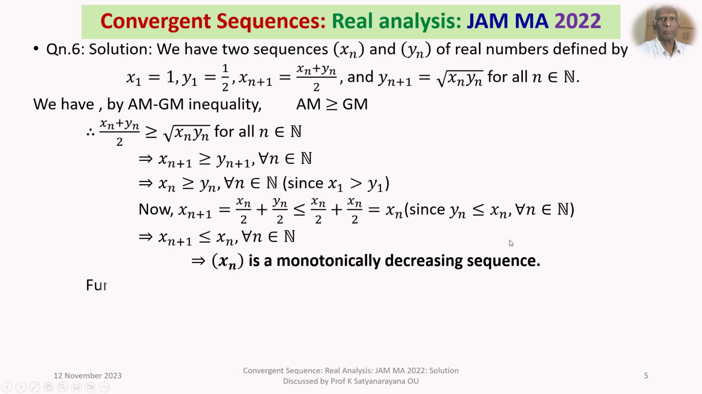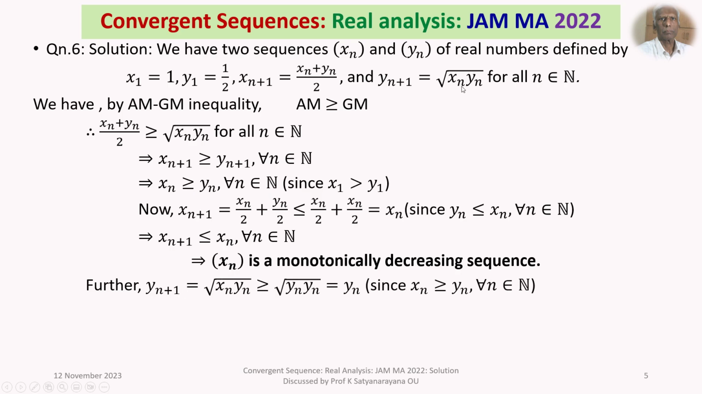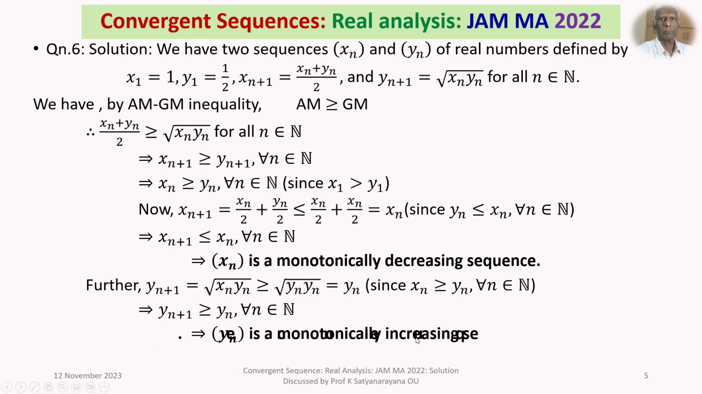Now we will talk about the sequence yn also. Yn plus 1 is under the square root of xn yn, which is greater than or equal to under the square root of yn into yn, since xn is greater than or equal to yn. That is yn. That is, yn plus 1 is greater than or equal to yn. This means the sequence yn is a monotonically increasing sequence, and xn is a monotonically decreasing sequence.